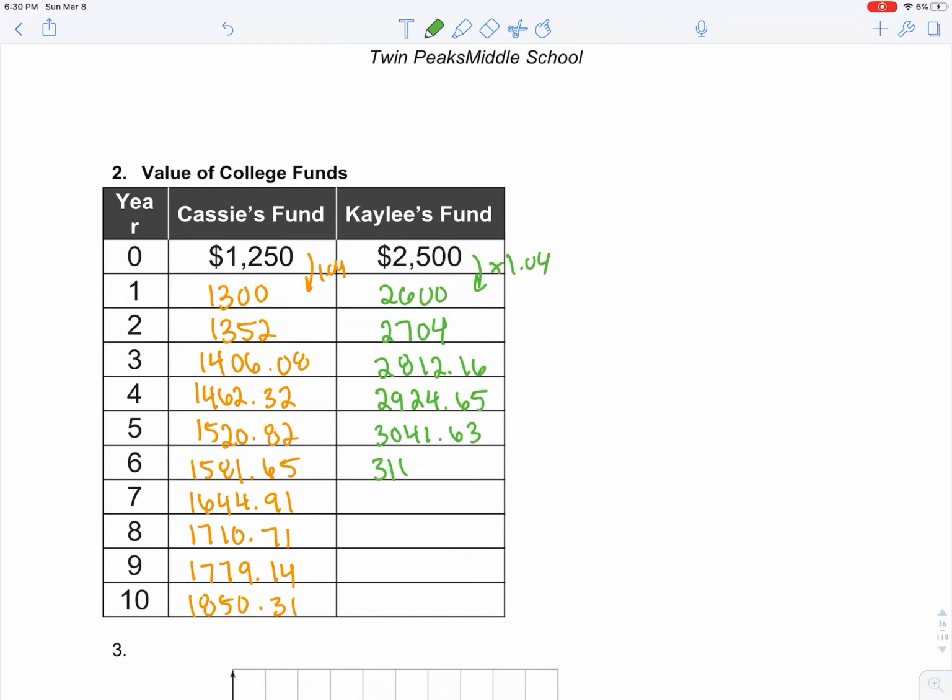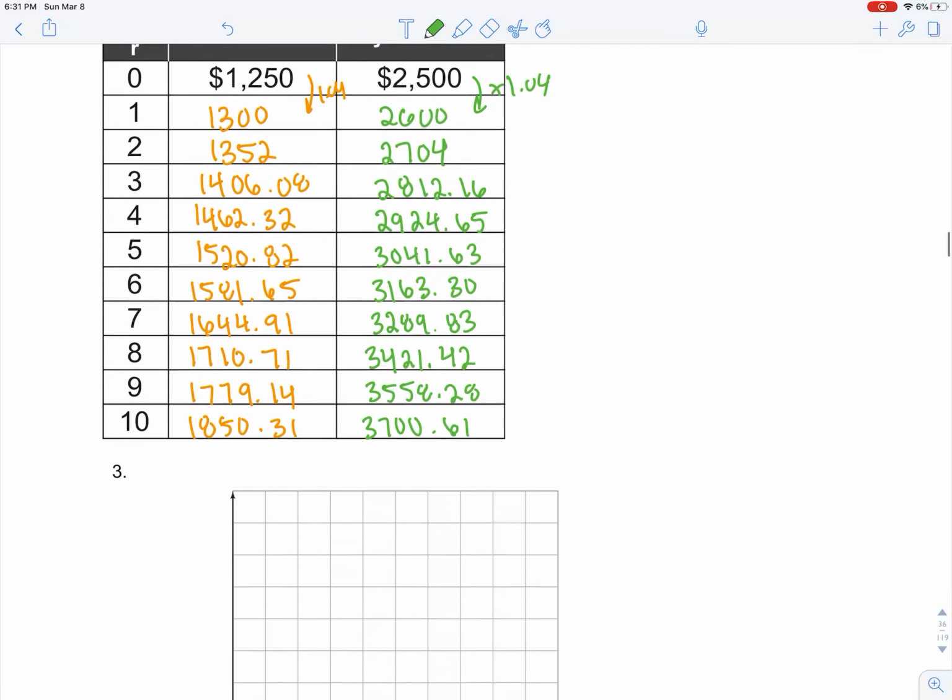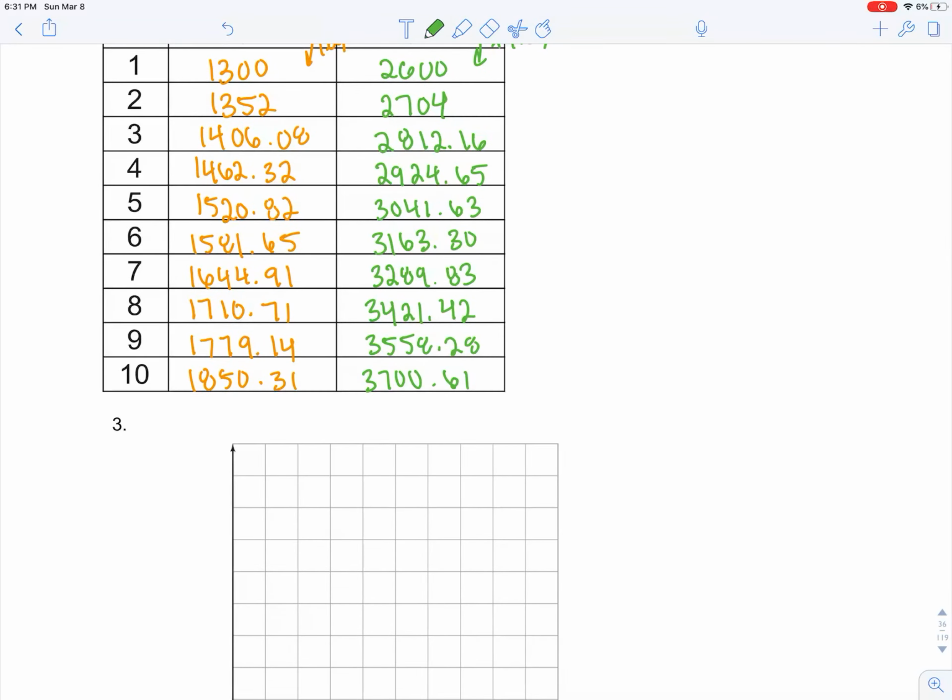Go multiply by 1.04 again, 3163.30, 3289.83, 0.42, 0.28, 0.61. There we go. Okay, so now we're going to try to graph.